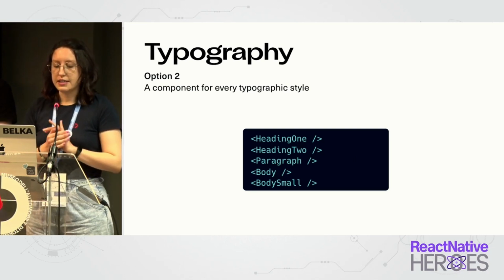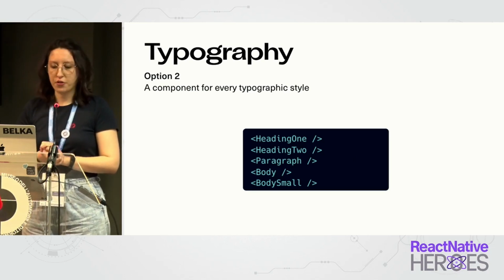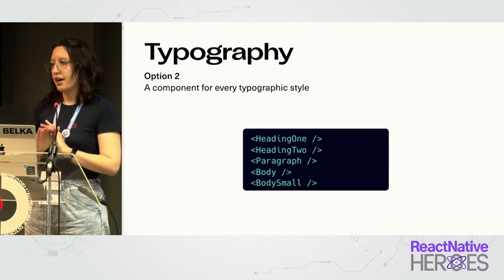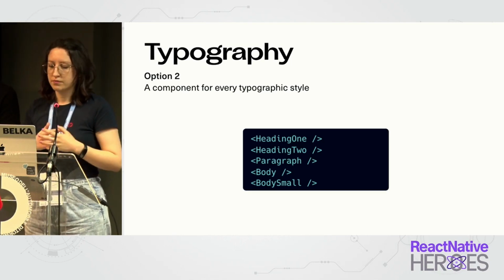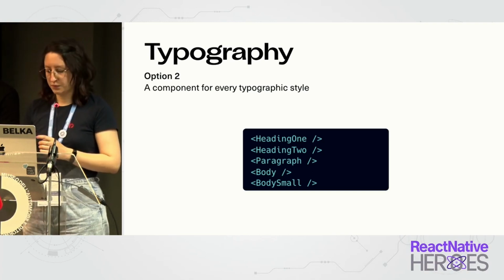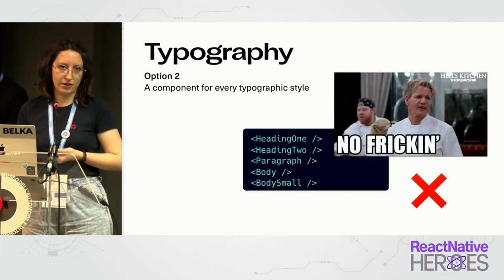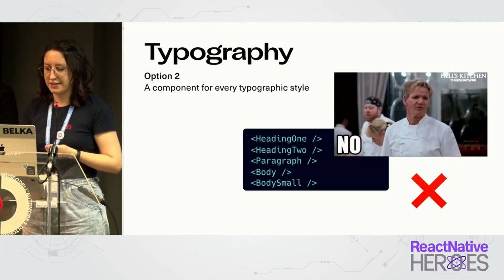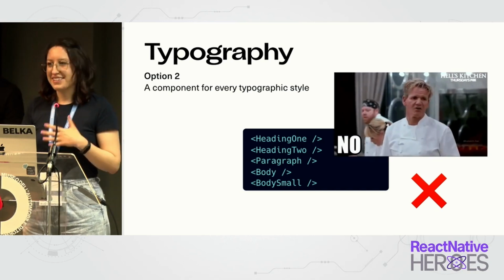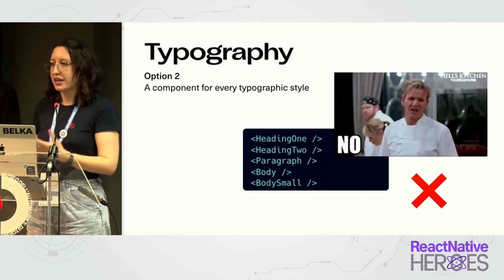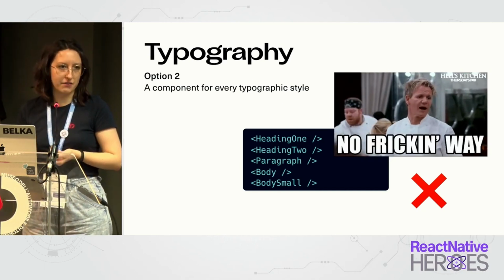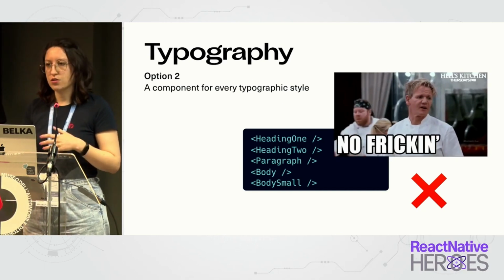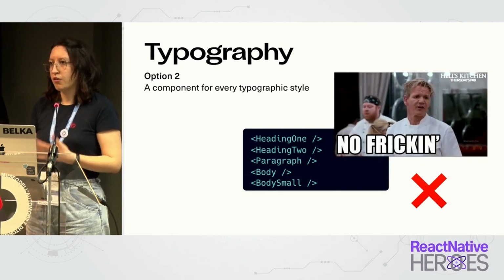And the second option consists of creating a component for every typography style, like this one, heading 2, paragraph, etc. And it was also a no with Gordon Ramsay this time, because it increases the number of the files in the project and making it difficult, of course, to navigate. And also some styles could be repeated over and over.